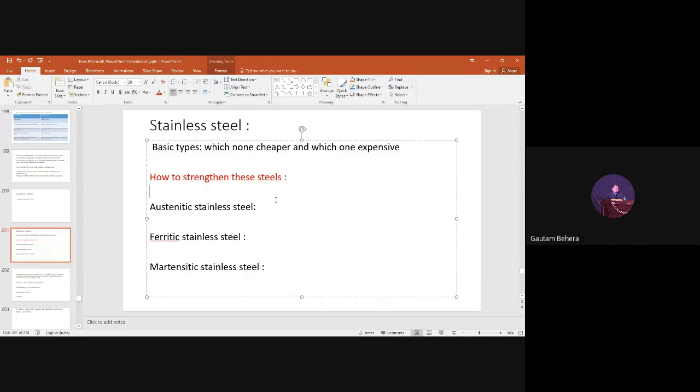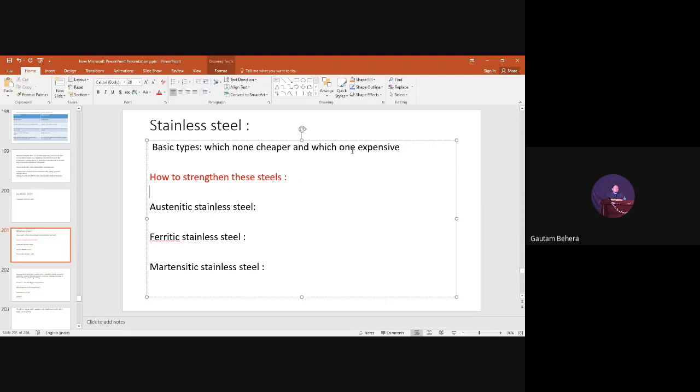And if you remember, carbon and nitrogen, these are non-metals, you understand? These are non-metals, but carbon and nitrogen basically stabilize the austenite phase. Okay, fine.